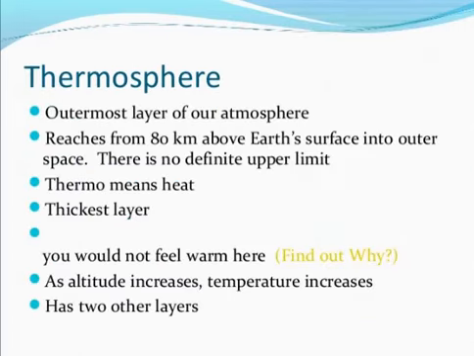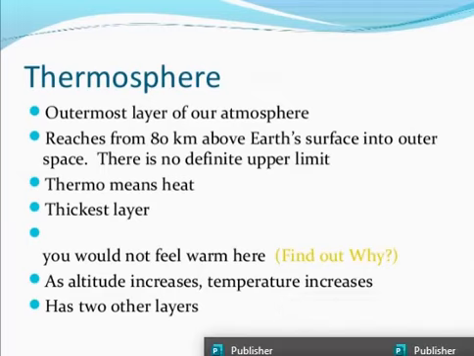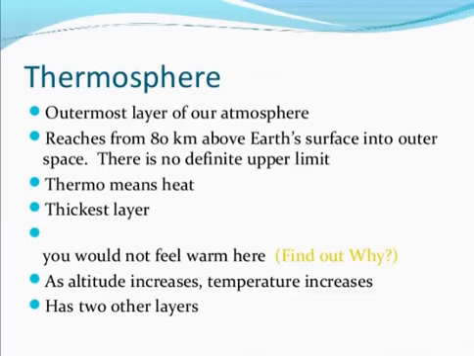Thermosphere, the outermost layer of our atmosphere, reaches from 80 km above Earth's surface into outer space. There is no definite upper limit. Thermo means heat. It is the thickest layer, but you would not feel warm here. As altitude increases, temperature increases. It has two other layers.